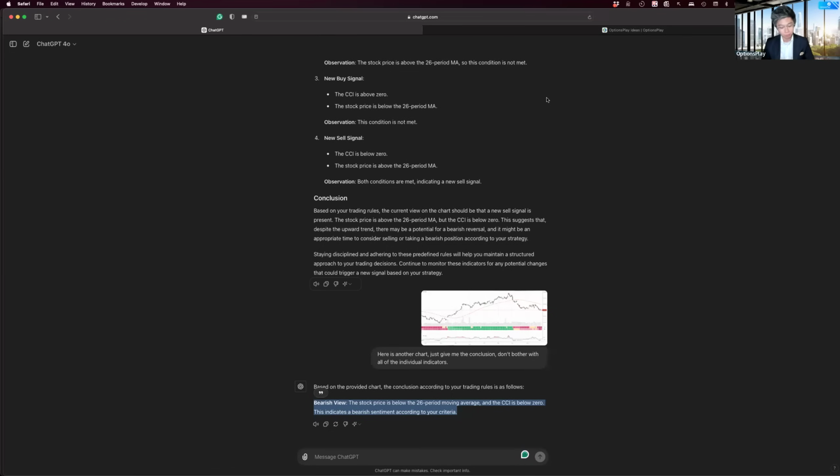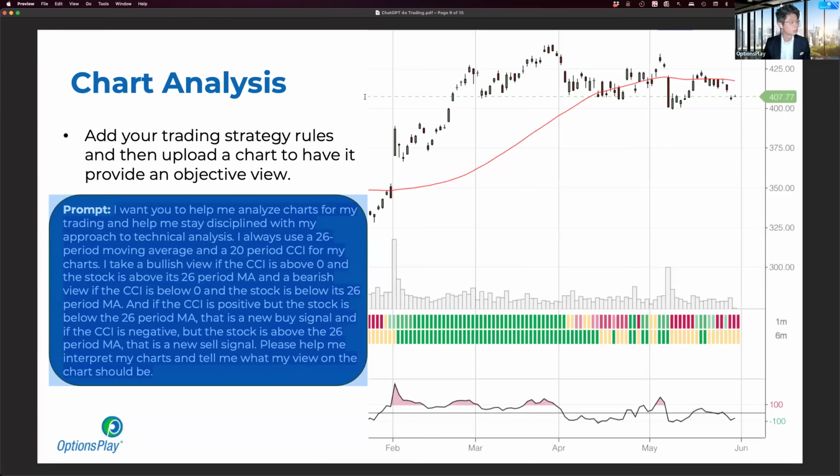Perfect. Okay, so technical analysis, this is a huge leap forward in terms of its ability to basically look at an individual chart and give you that analysis.